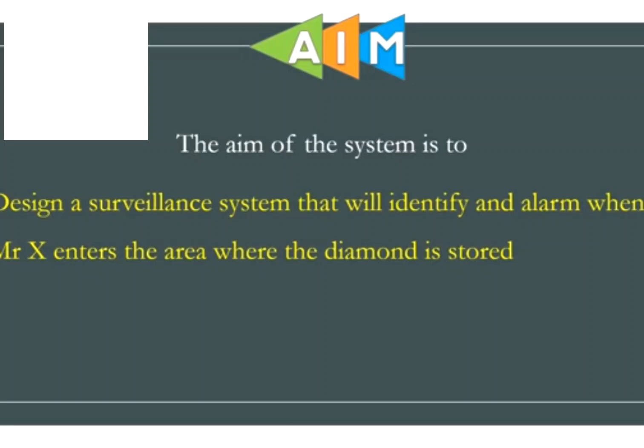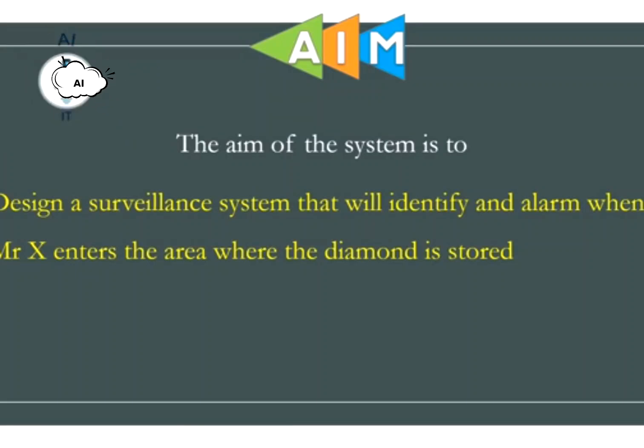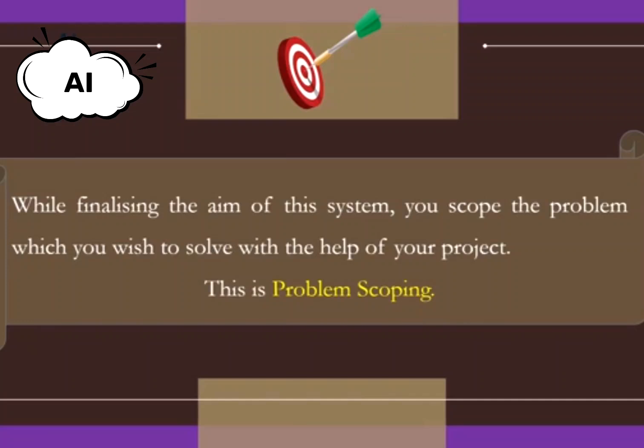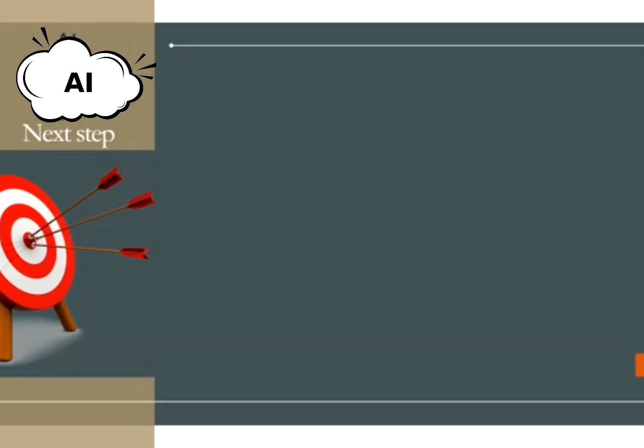This is the first stage of AI project cycle where we finalize the aim of the system. We scope the problem which we wish to solve with the help of our project. So this stage of AI project cycle is called problem scoping. Now what is the next step?